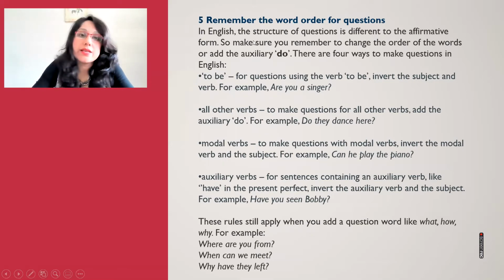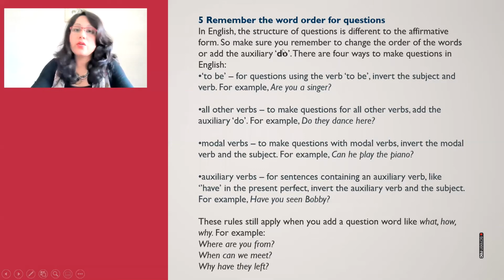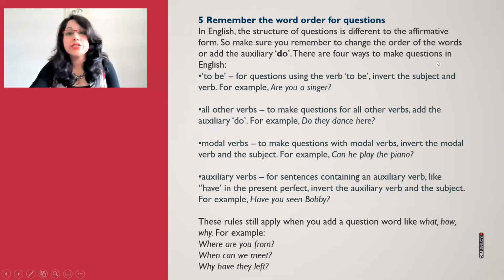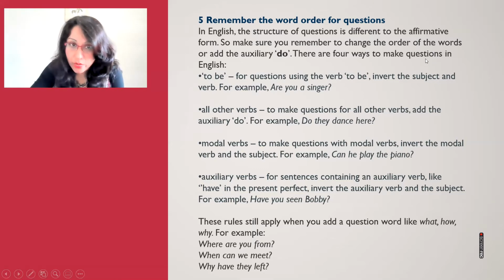Then the fifth one is remember the word order for your questions. All right, so when you are making your questions, word order changes and you have to remember that. So in English, the structure of questions is different to the affirmative form. I'm sure you guys know that. So make sure you remember to change the order of the words or add the auxiliary do. So there are 4 ways to make questions.